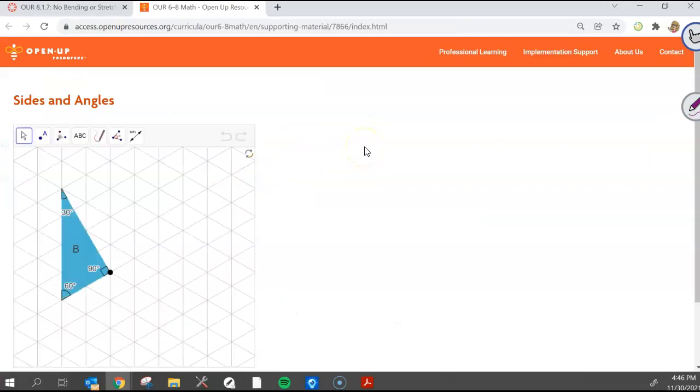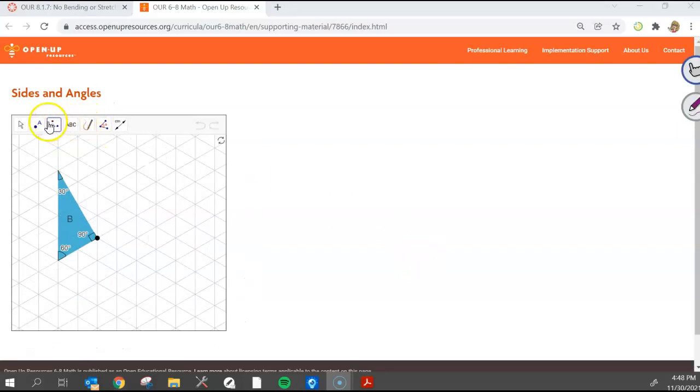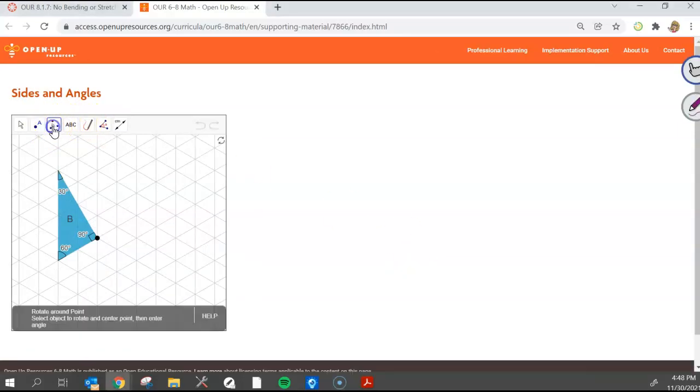Here's how that rotation is going to work. So this time we don't need to do a vector in advance or anything. We don't need to do anything in advance. But I am going to use this tool right here. This tool right here is our rotation tool. So when I click on that rotation tool, it will tell me directions. Rotate around point, select object to rotate and center point, then enter the angle.